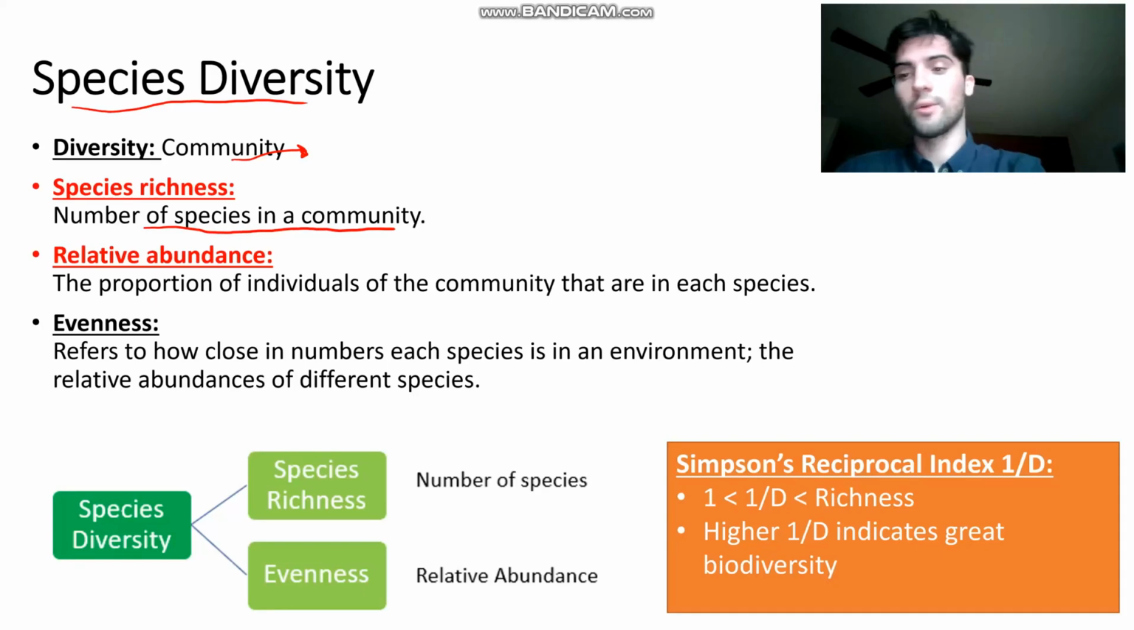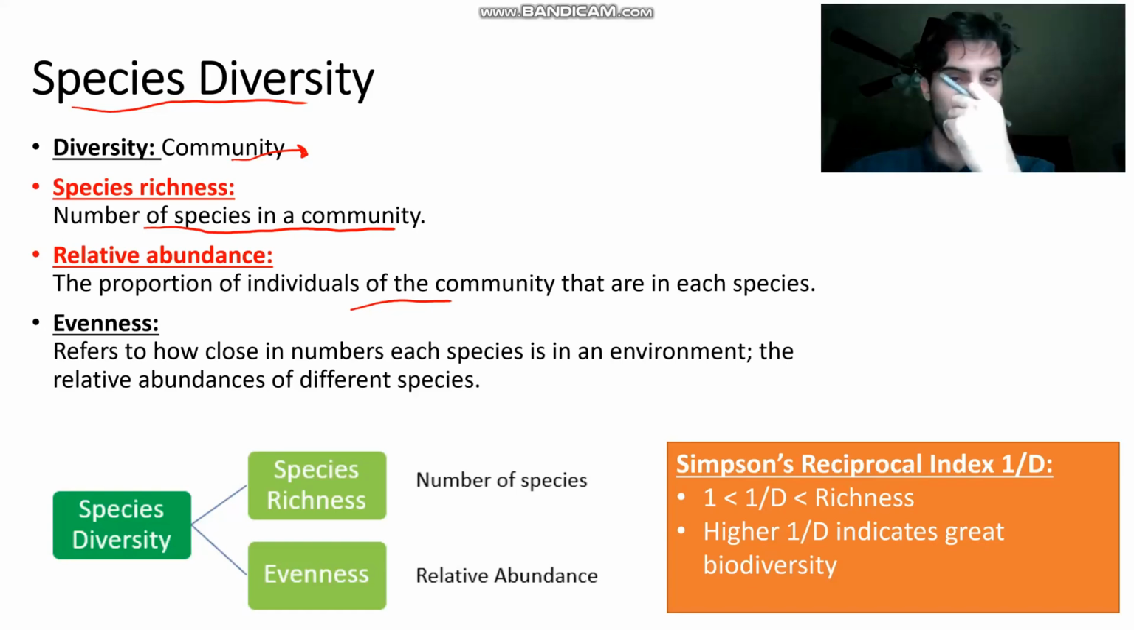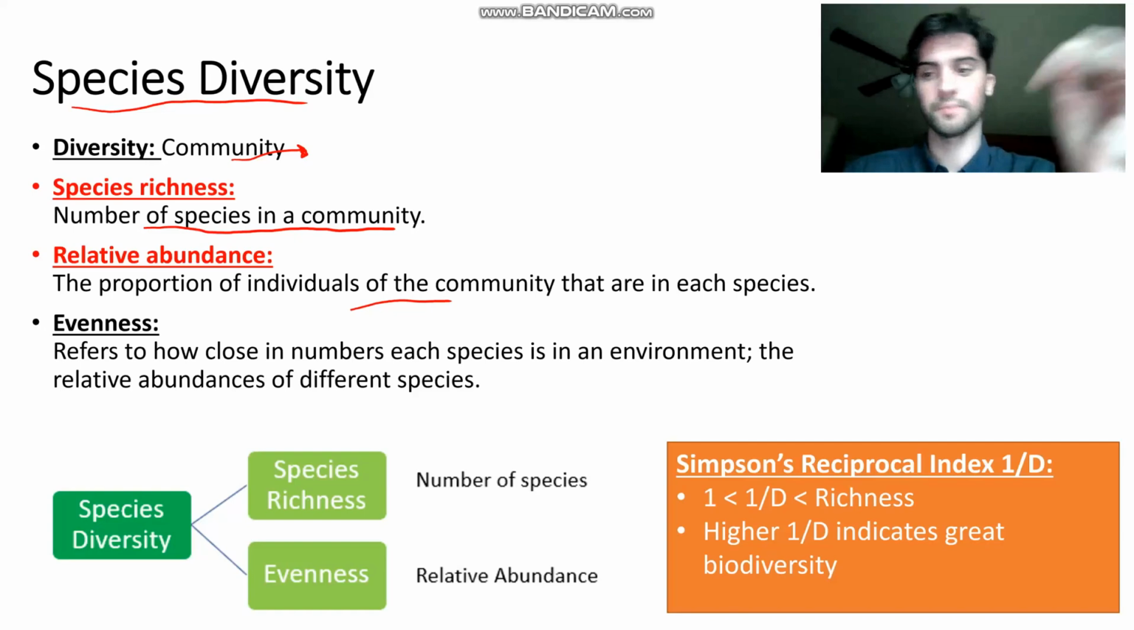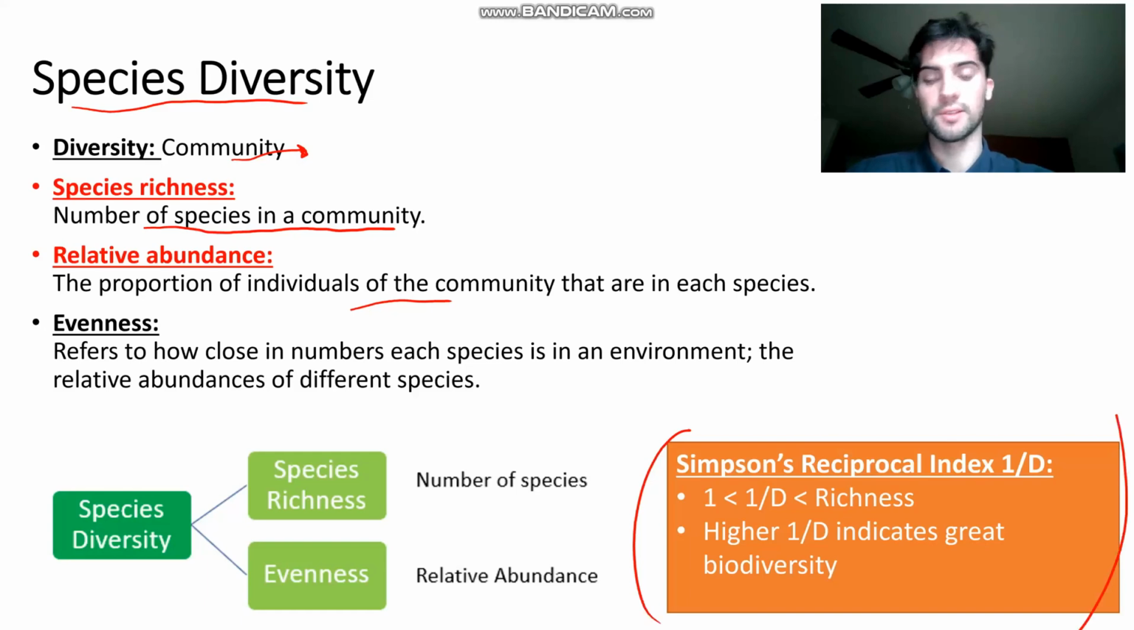Species richness. Relative abundance is the proportion of individuals of the community that are in each species. So how much of this species over the total of individuals. And evenness refers to how close in number each species is in an environment, so the relative abundance of different species. And to calculate diversity, there is this mathematical model, the Simpson's reciprocal index, and we will see it now.